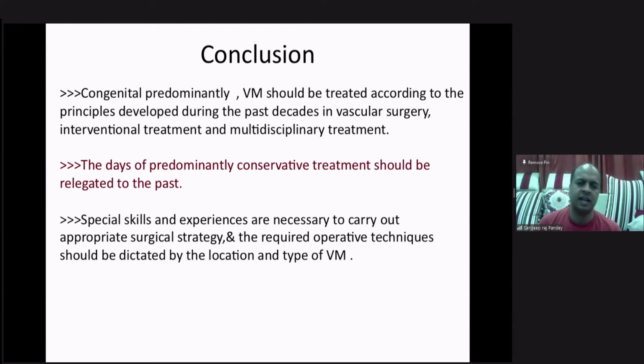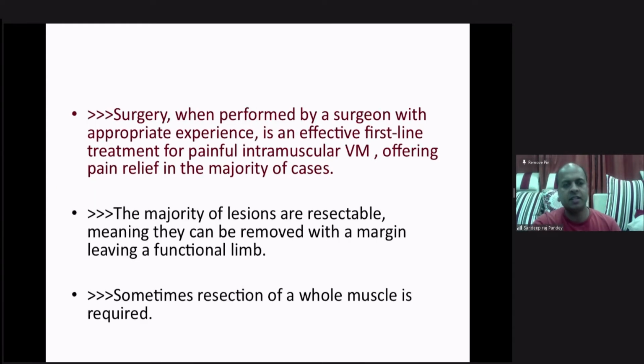Especially skills and experiences are necessary to carry out appropriate surgical strategy, and the required operative techniques should be dictated by the location and type of venous malformation. Surgery, when performed by a surgeon with appropriate experience, is an effective first-line treatment for painful intramuscular venous malformation, offering pain relief in the majority of cases.